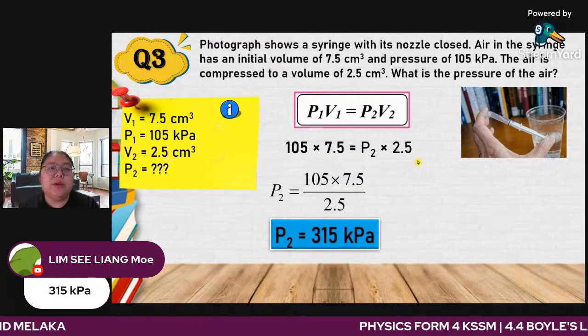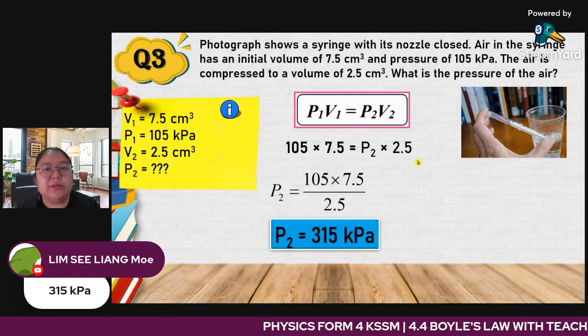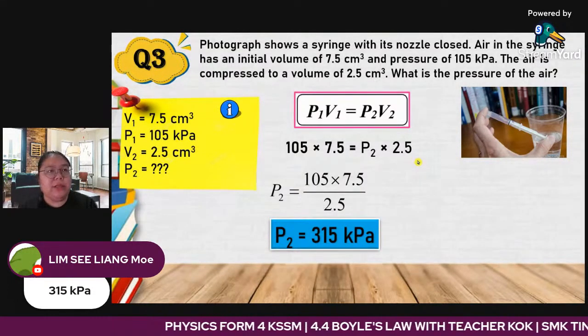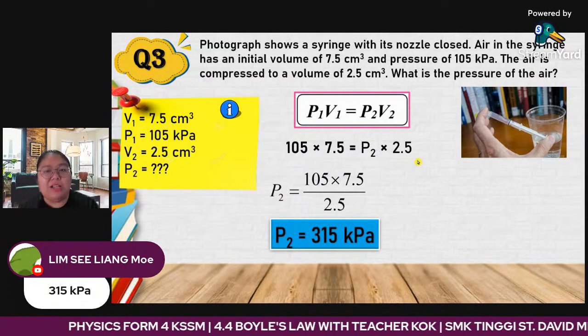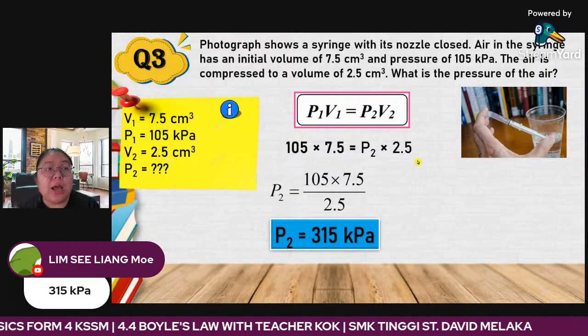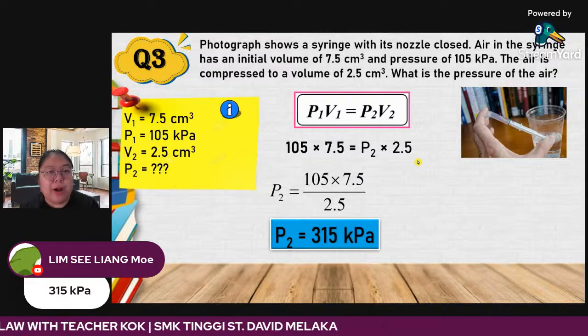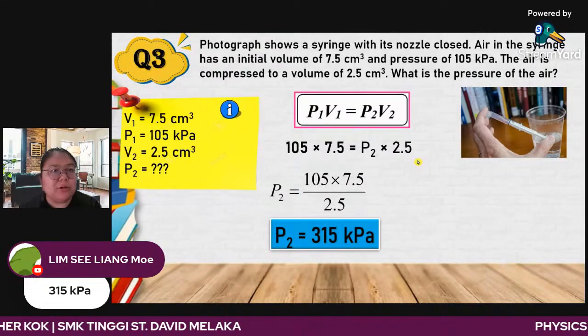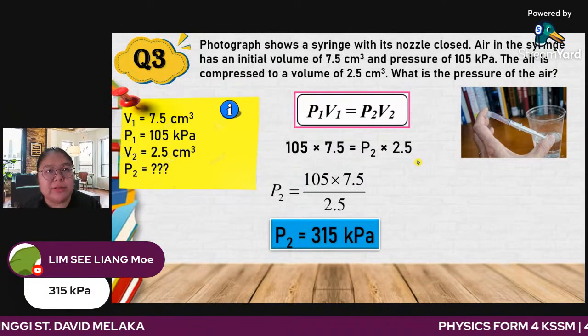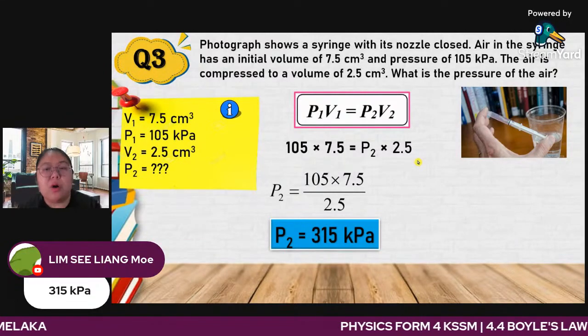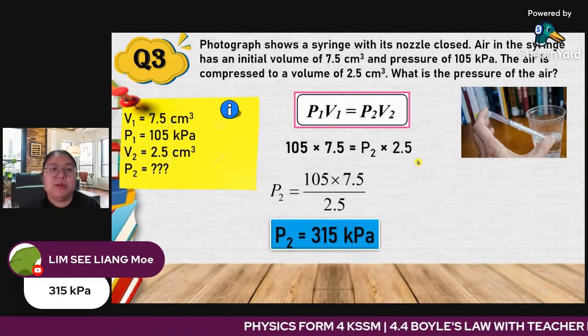So this one is Boyle's law, just a simple question. It is important you understand what law this is, because now I just teach about Boyle's law. Later we need to combine. We have Boyle's law, Charles' law, and pressure law. When the question comes out, you need to understand whether it is Boyle's, Charles', or the pressure law.